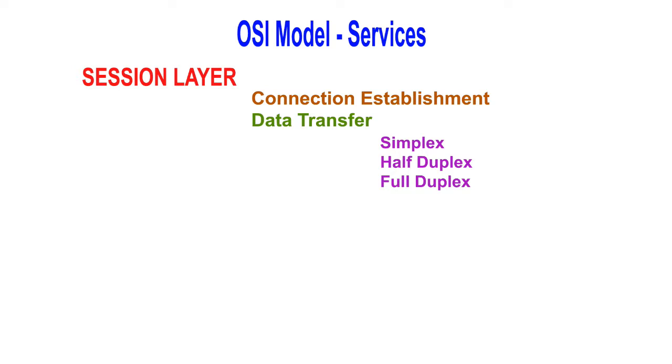Data transfer occurs in three ways: first, simplex, second, half duplex, and third, full duplex. Simplex. Here, one device is allowed to transmit and all others receive.